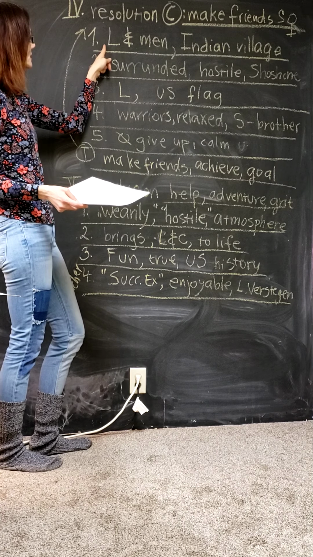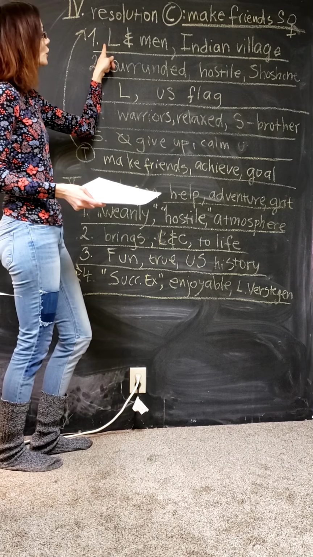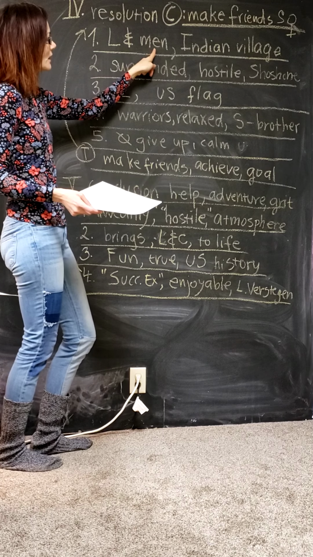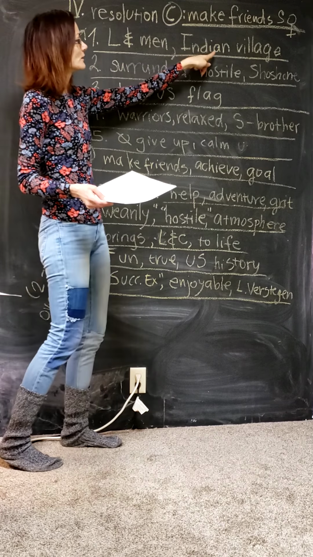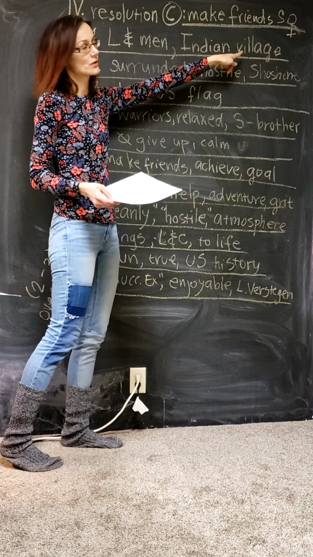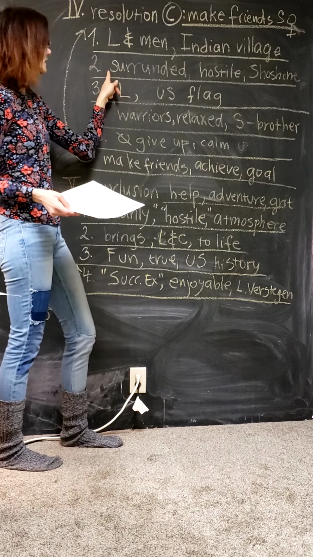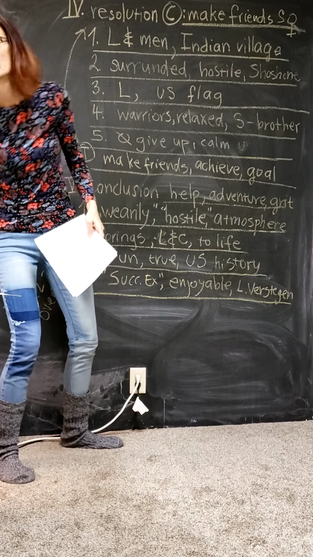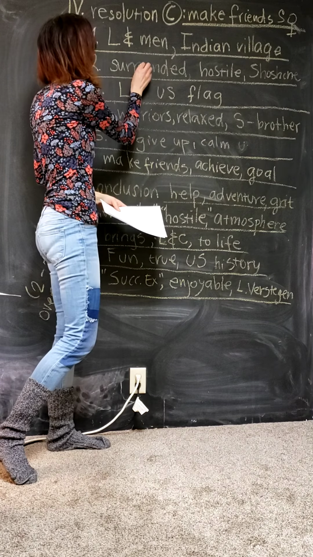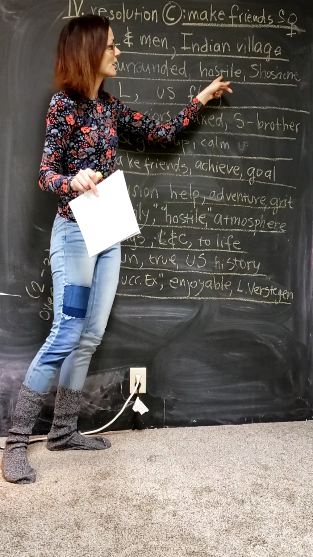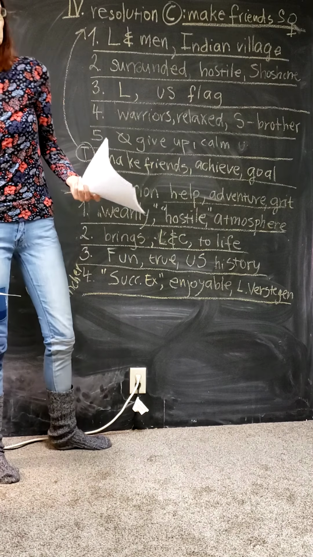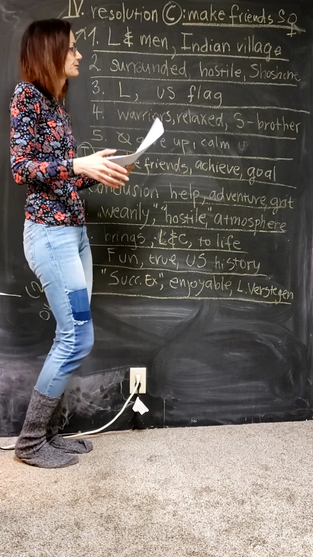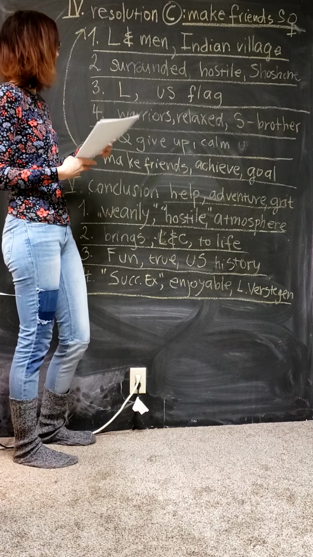And then in my next sentence, I will say that Lewis and his men, however, find themselves in the Indian village. And in the next sentence, they are surrounded. Oh, I misspelled surrounded here. They are surrounded by hostile Shoshone. You can say warriors or men or just Shoshone.